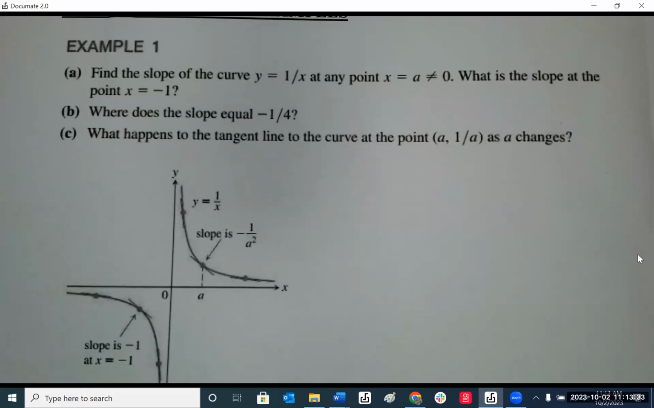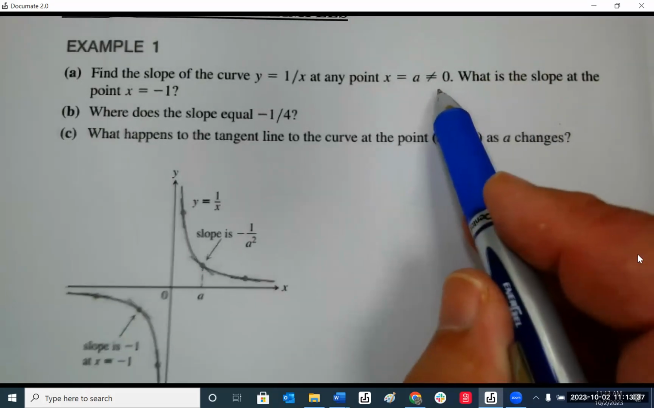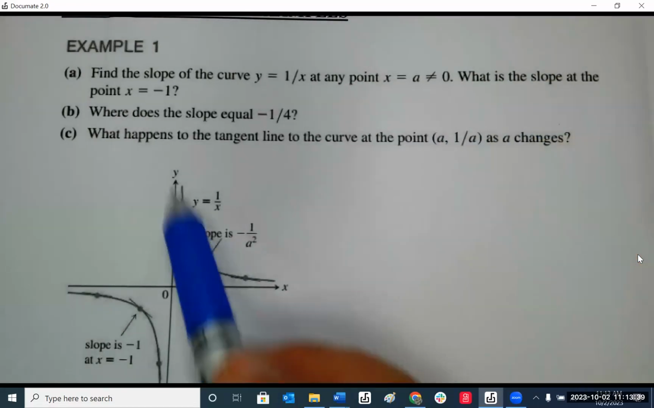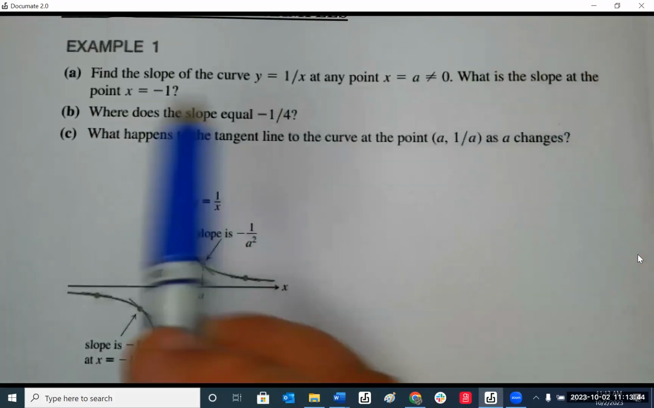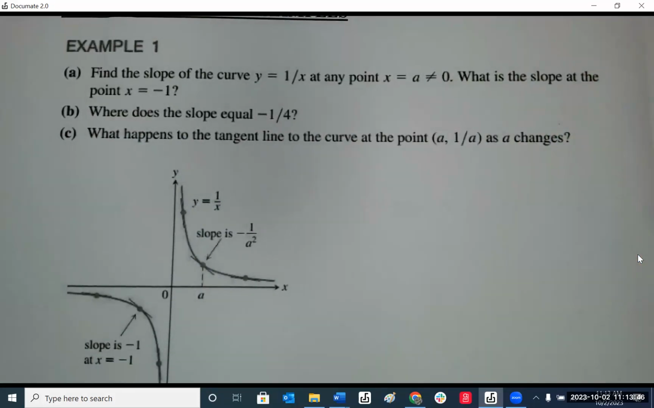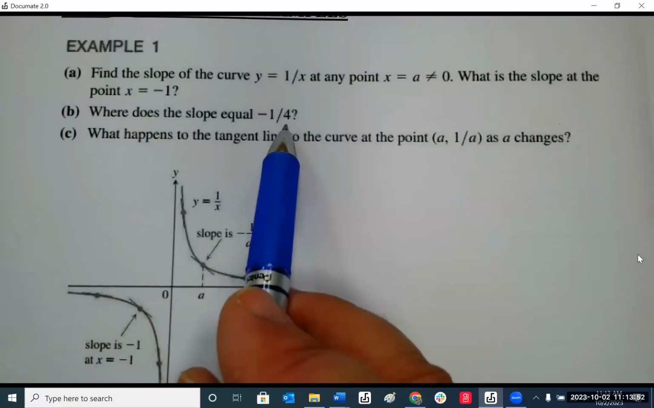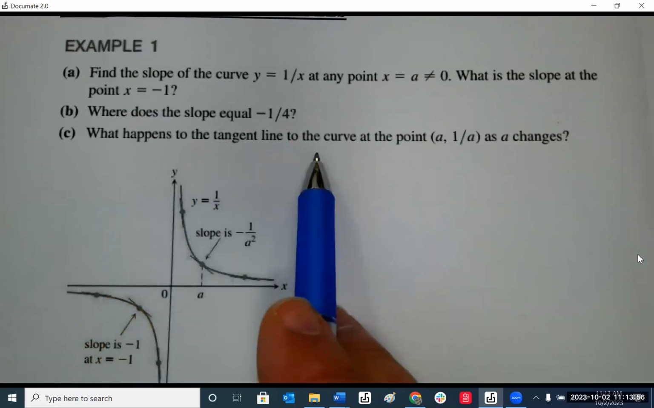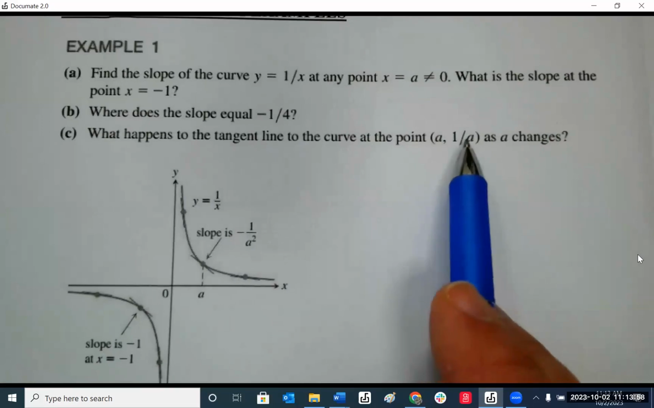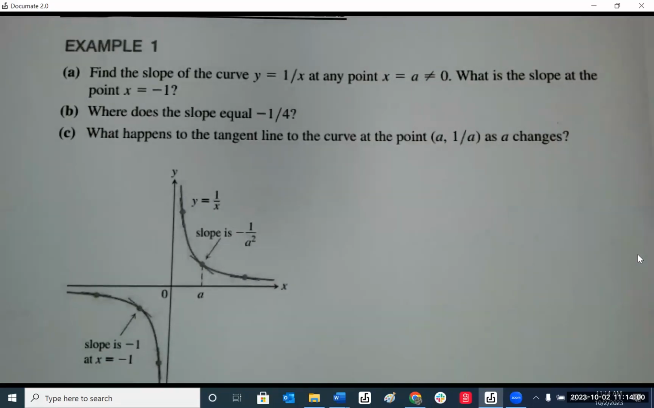Find the slope of the curve y equals 1 over x at any point x equals a, a not equal to 0, because that's the asymptote. What is the slope at the point x equals -1? Where does the slope equal -1/4? What happens to the tangent line to the curve at point a, 1 over a, as a changes?